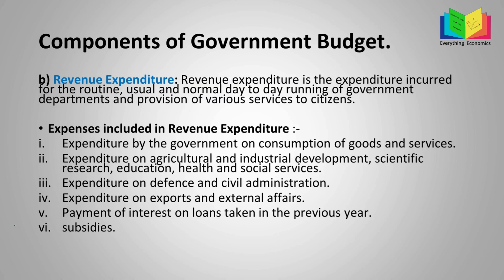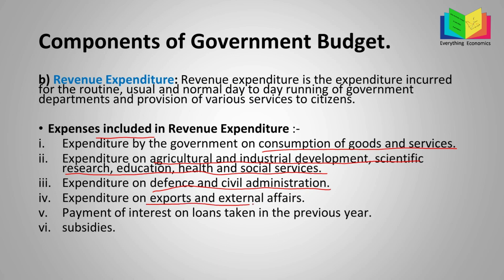And what are these? Some of these include expenditure by government on consumption of goods and services. So when government consumes goods and services, that's part of the revenue expenditure. Expenditure on agricultural and industrial development, scientific research, education, health and social services, that's also part of the revenue expenditure. Expenditure on defense and civil administration, that's another part of the revenue expenditure budget.